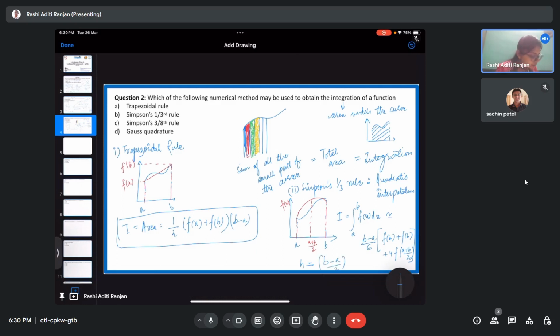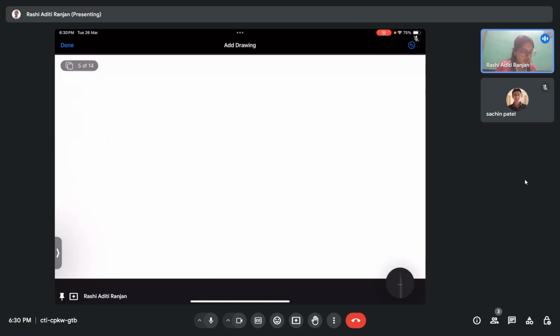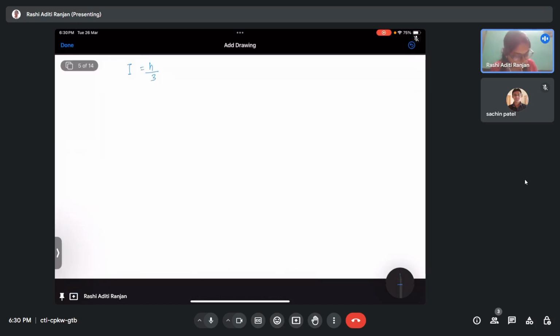Correct. So I can write this equation in terms of h as, here I is equal to h by 3, because here I had b minus a by 6. Now b minus a by 2 I have assumed as h. So then I'm going to have h by 3 into f of a plus 4 into f of a plus b by 2. So this is the value of integration by the Simpson's one-third rule. Okay.